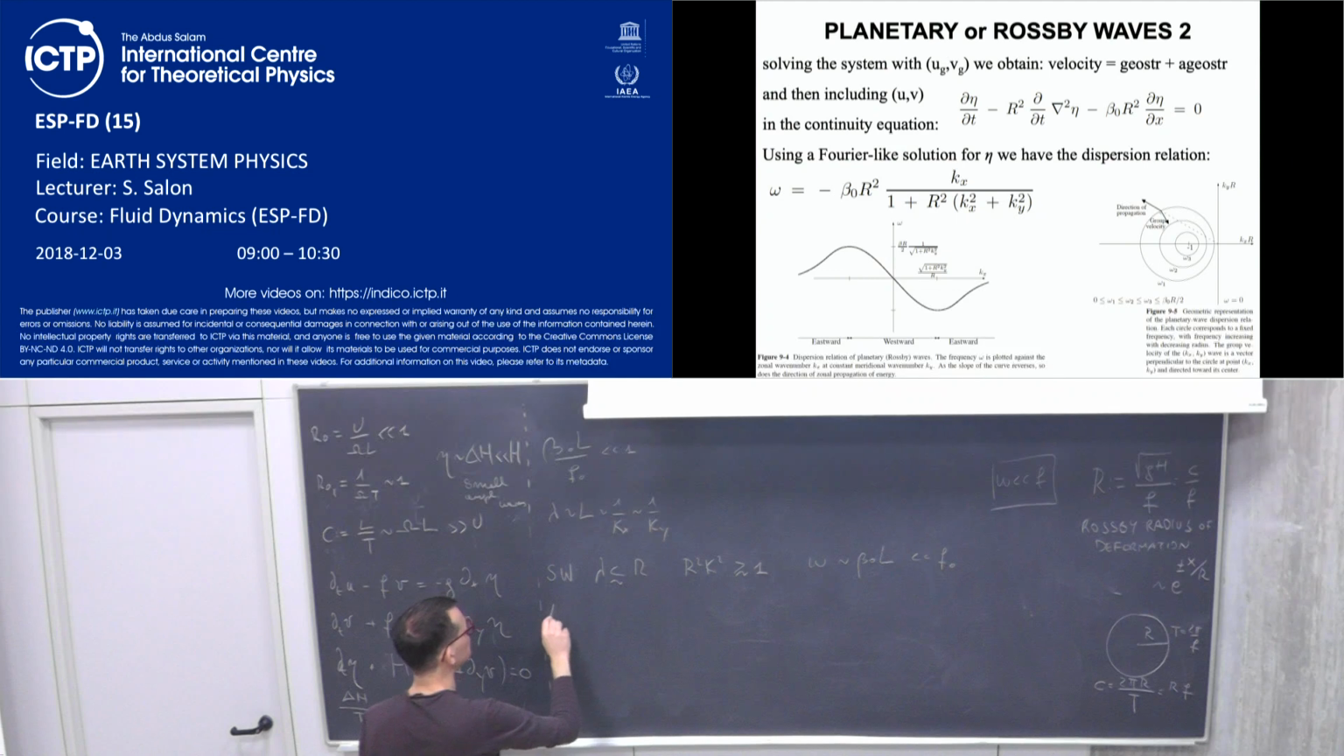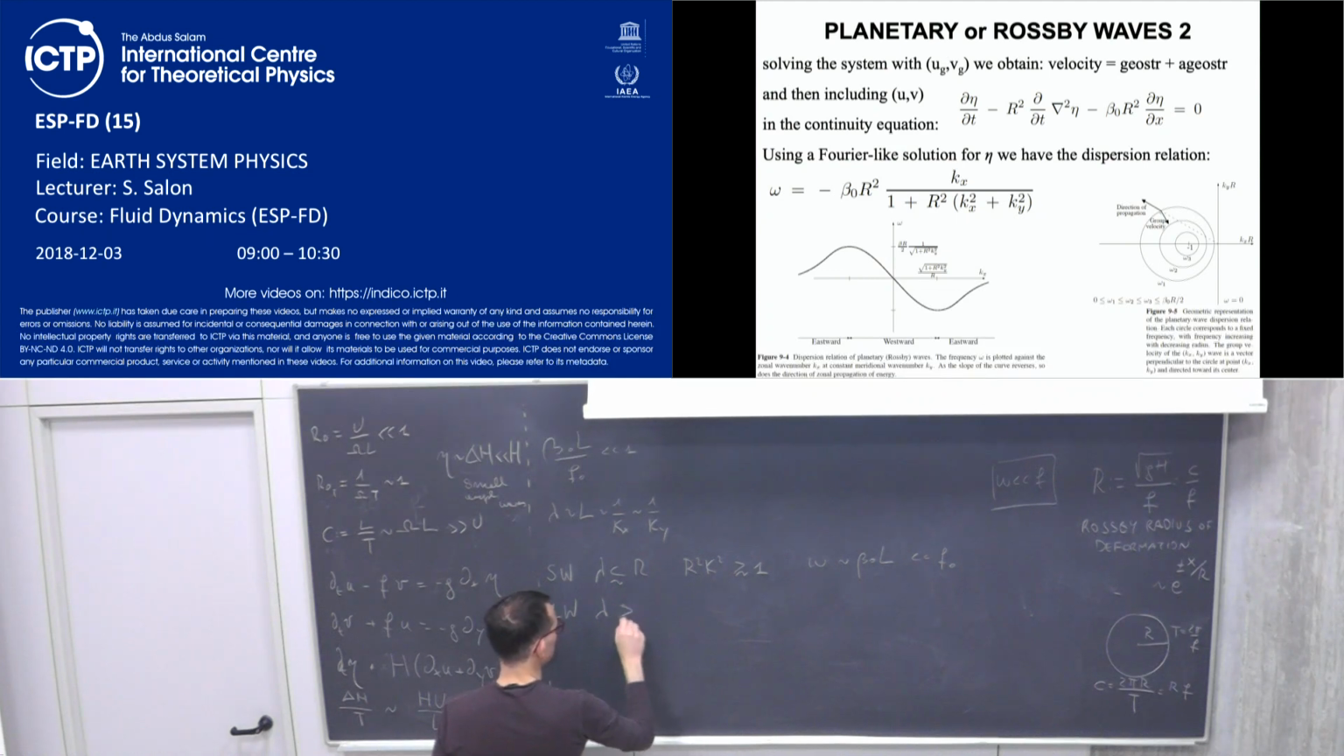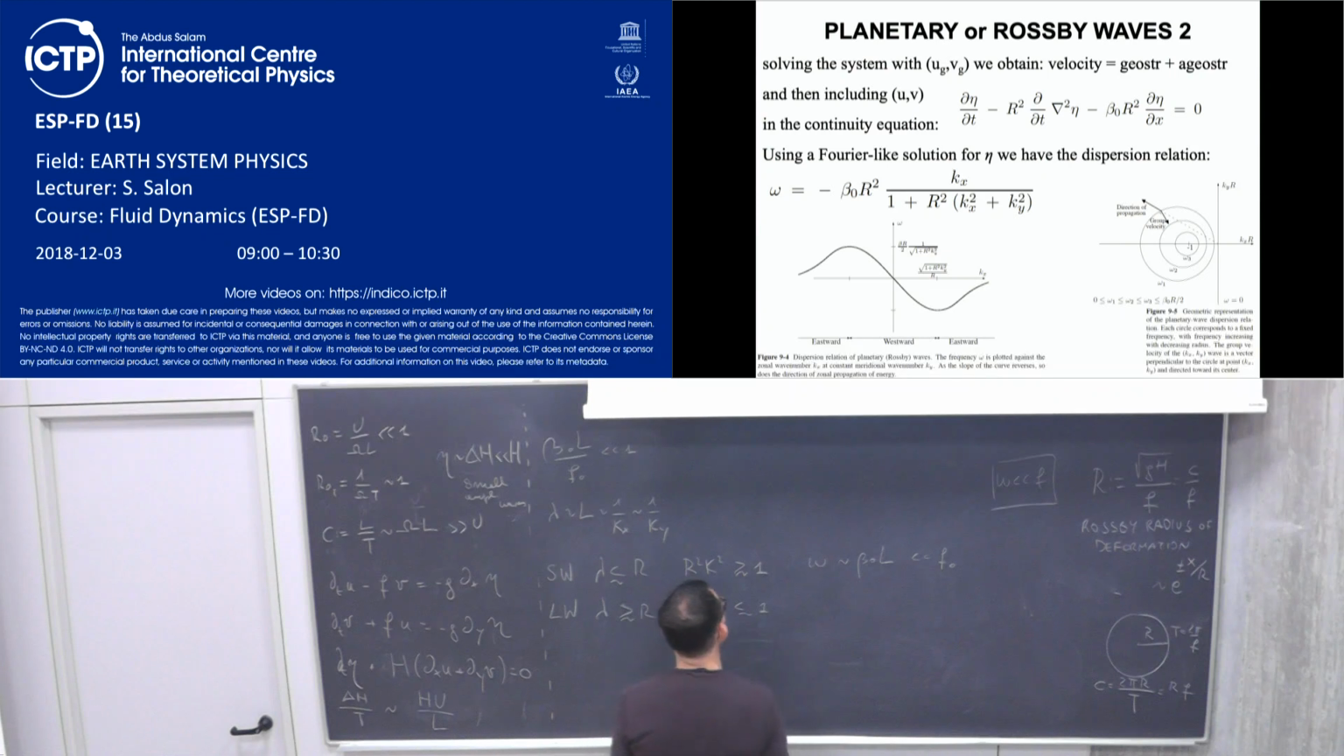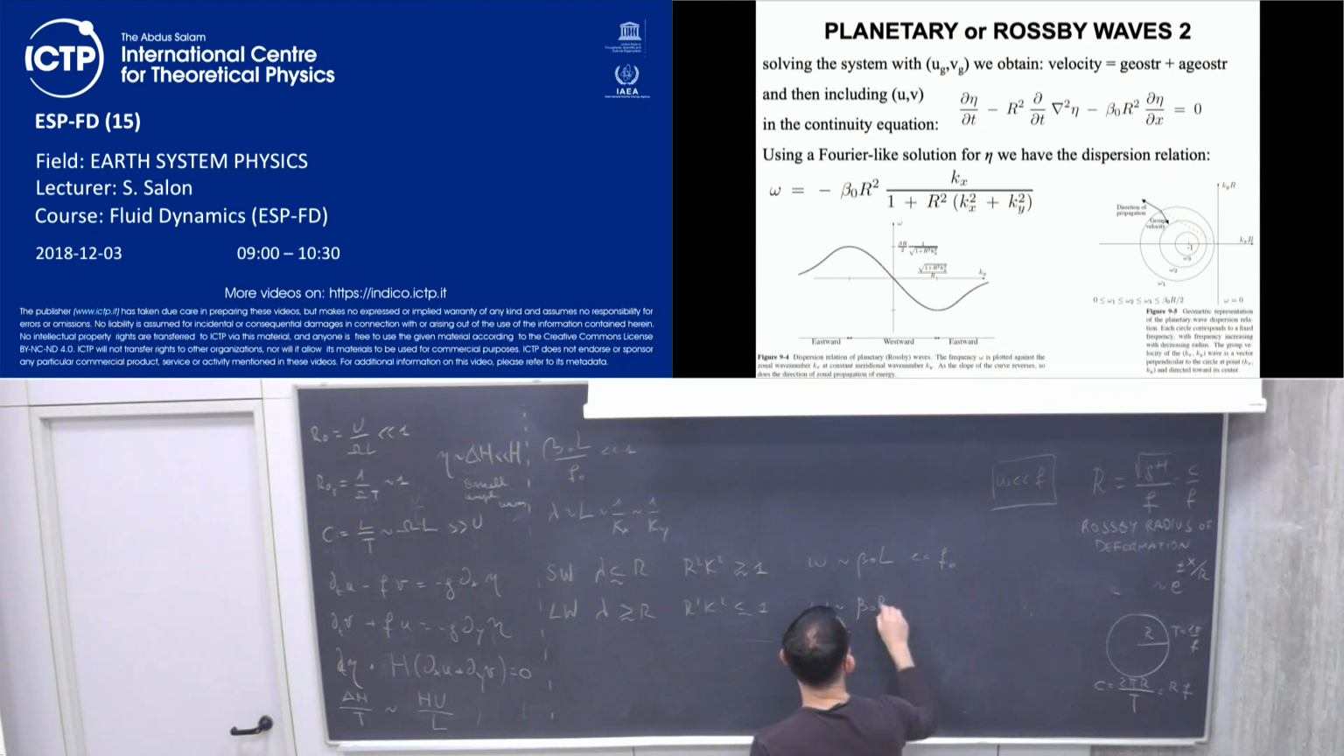Let's look also at long waves. Similar consideration: R squared k squared smaller than 1. In the extreme case, we can neglect the second part, so we will have that omega will scale like beta 0 R squared L.